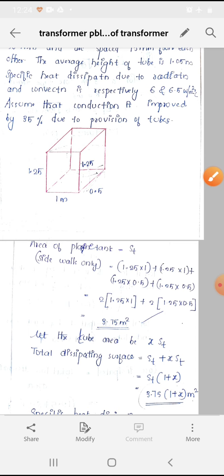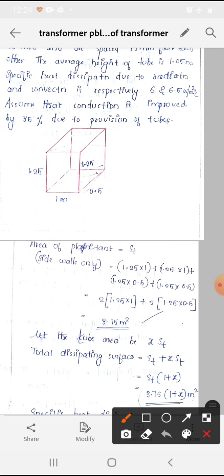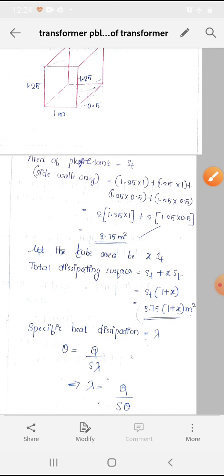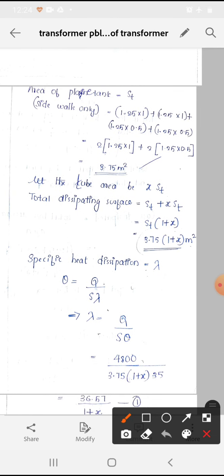Don't get confused. So the total area of the plain tank is given by 1.25 into 1 meter plus this 1.25 into 1 meter plus this side 1.25 into 0.5 plus this side 1.25 into 0.5. Let the tube area be x into ST, therefore the total dissipating surface is ST plus x into ST.